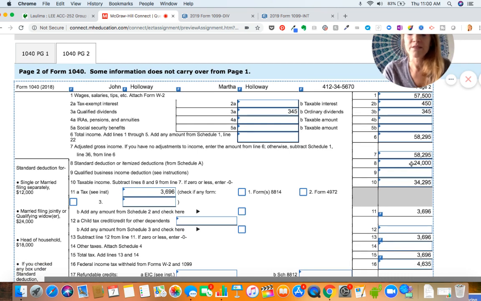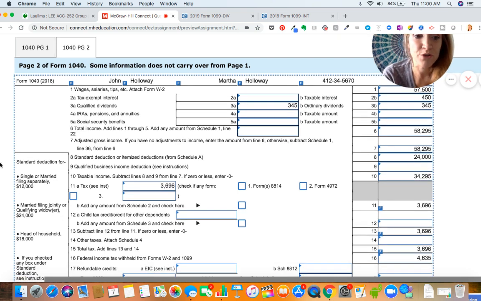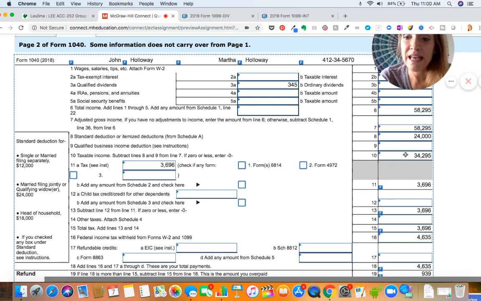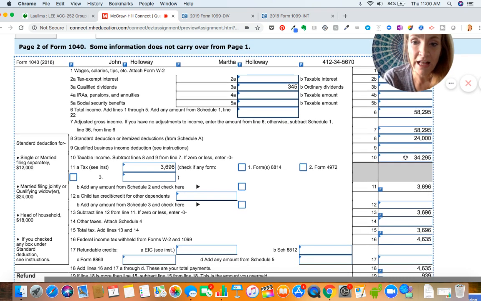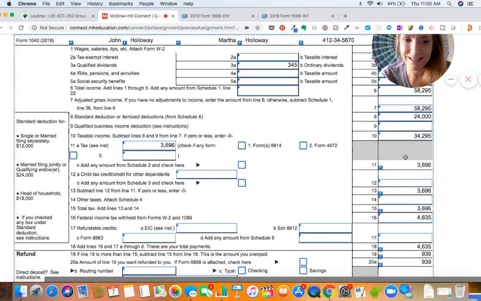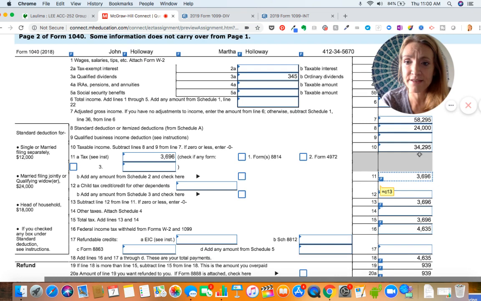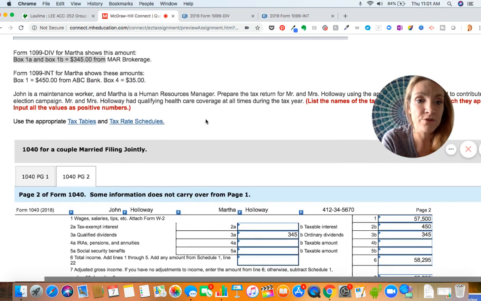Standard or itemized, we have no itemized information, so we use a standard deduction for their filing status, MFJ, which you can find over here. And from there, you'll need to calculate on $34,295 the taxes, which is going to come out to, in this case, at $34,295, it's going to come out to $3,696. So we'll do that really quick.